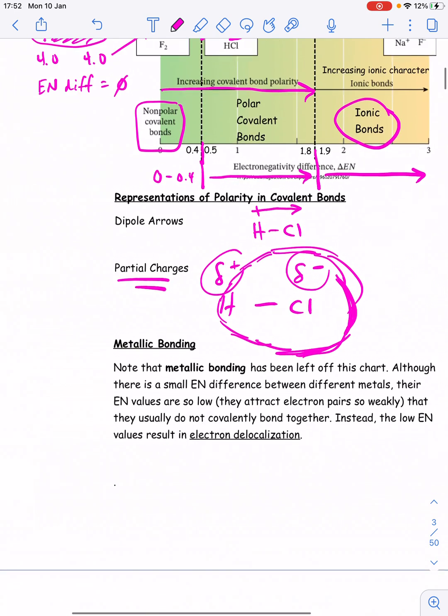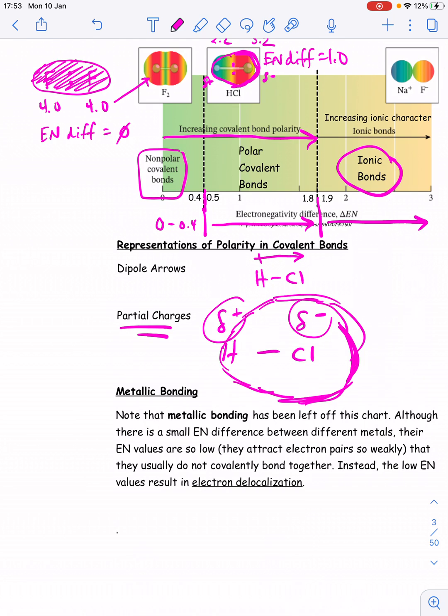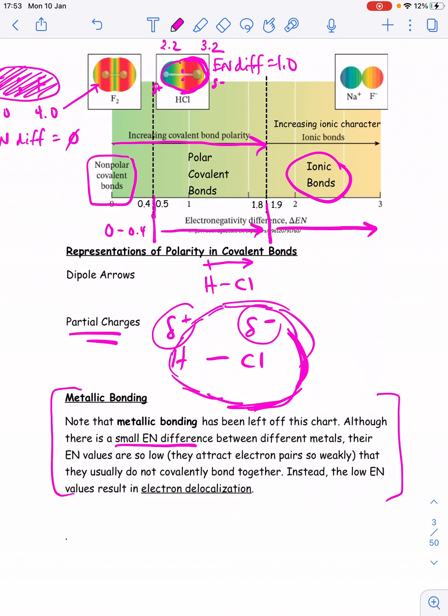Now, metallic bonding, again, is another future topic. It's left off this chart because all metals have very low electronegativities. So even though there's a small electronegativity difference, their electronegativities are so low that they don't attract the electrons strongly enough to form covalent bonds. So just in case you were wondering, hey, where's the metallic bonding on this chart? It's left off for a reason. You don't have to worry about metals and other metals forming covalent bonds together typically.